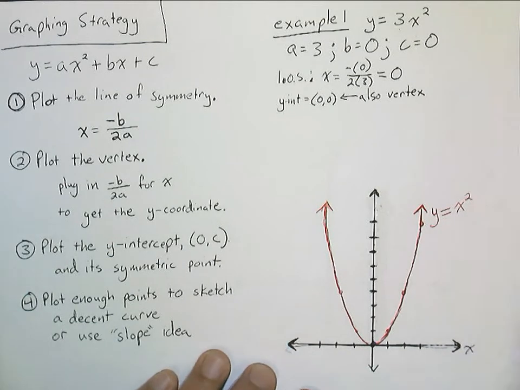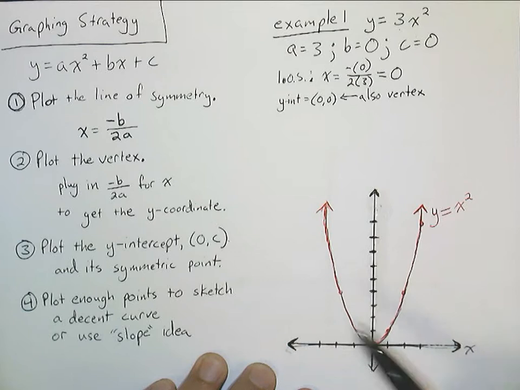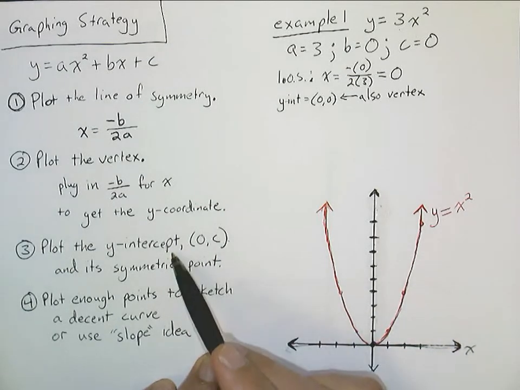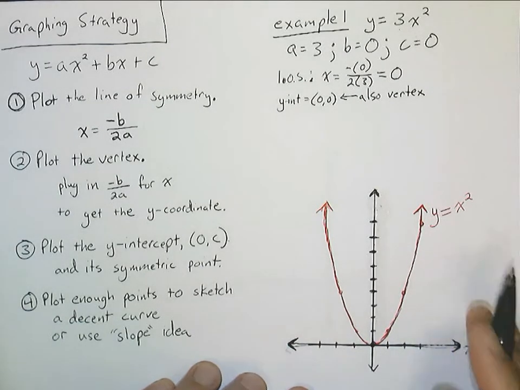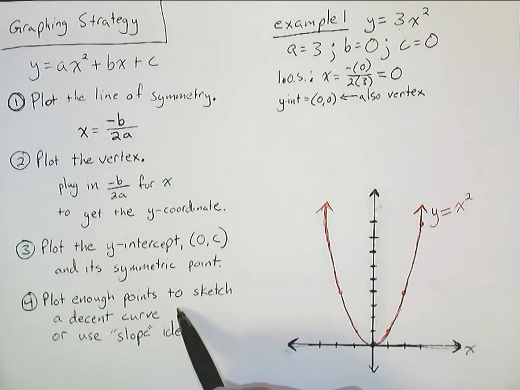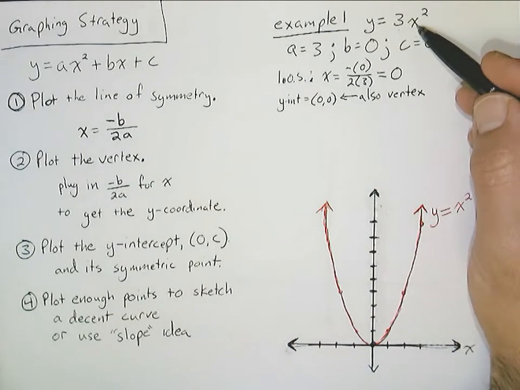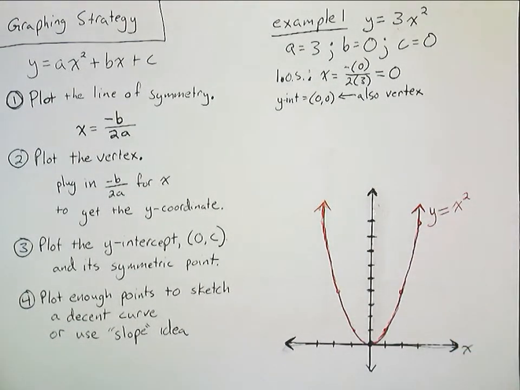So now, let's see here. We've plotted the line of symmetry. We've plotted the vertex. We've actually also plotted the y-intercept. But since the y-intercept is on the line of symmetry, we don't get a bonus point out of this with a symmetric point. So now we just need to either plug in some values of x, easy ones like 1, negative 1, 2, that sort of thing, and plot a few more points.